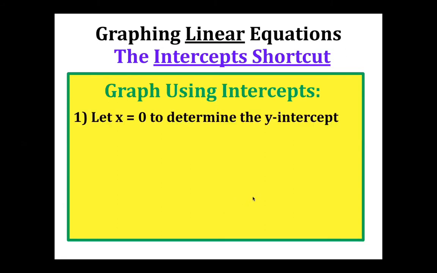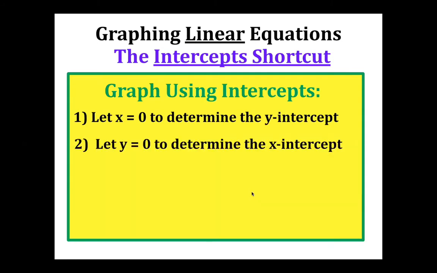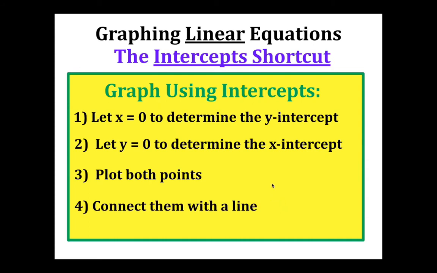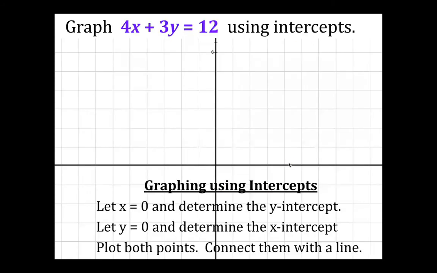First, let x equal 0 to determine the y-intercept. Do the same for the x-intercept by letting y equal 0 for your second step. Third will be to plot both of those points. And then 4, connect them with a line. I'll go ahead and do an example so that you can better understand these steps.